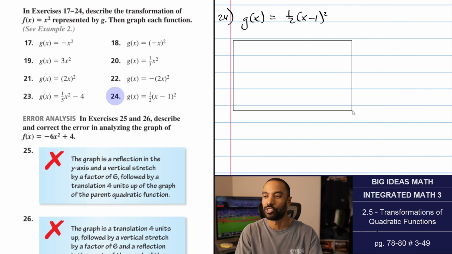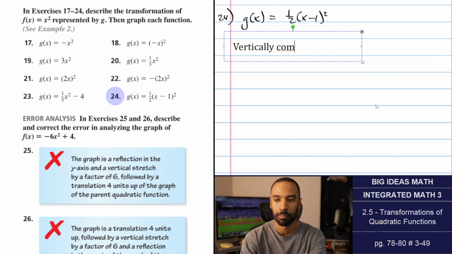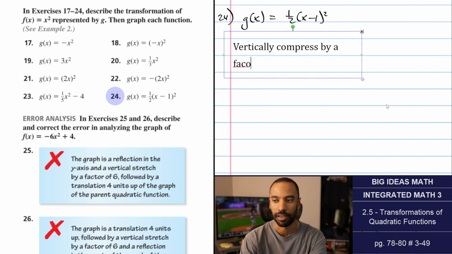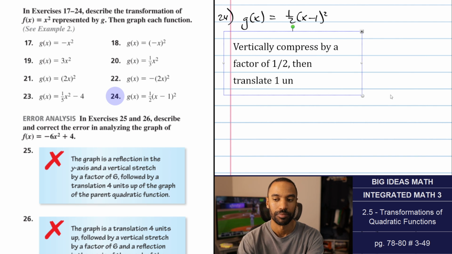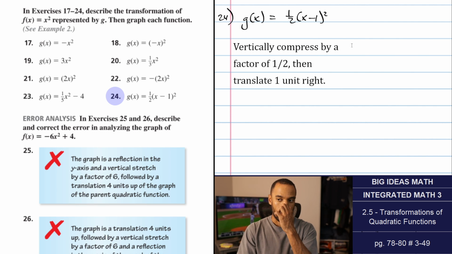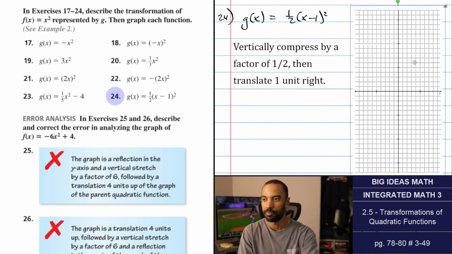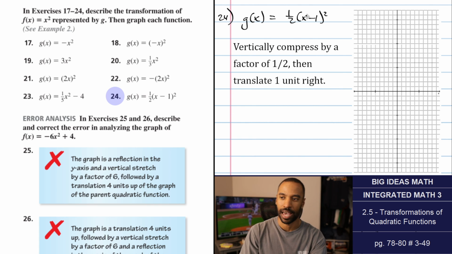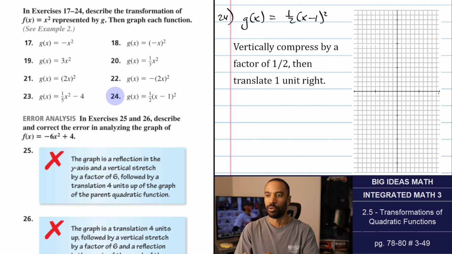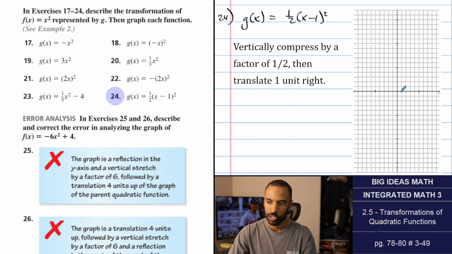That being said, there are two things we're going to do. We're going to vertically compress by a factor of 1/2. And then we're going to translate. Is it 1 unit down? No, it's 1 unit to the right. Now, as far as my graph goes, I'm going to translate 1 unit right first because everything I do will be in relation to said translation. And then I'm going to apply that vertical stretch factor. So 1 unit to the right, vertex is at 1, 0.